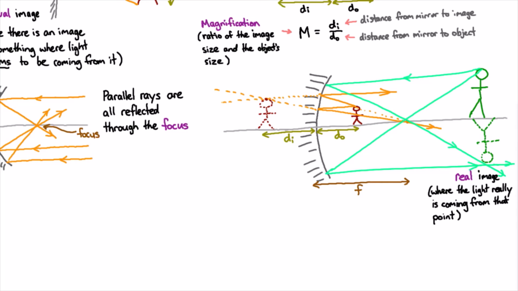When you have something that has a focus, you just do the rays through the focus and the parallel ones. And when you don't, you just have to carefully draw them as they bounce off the mirror.